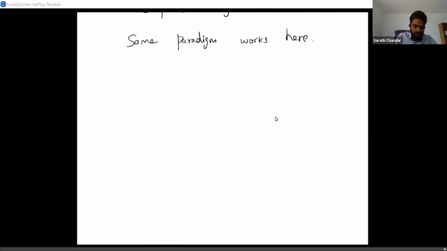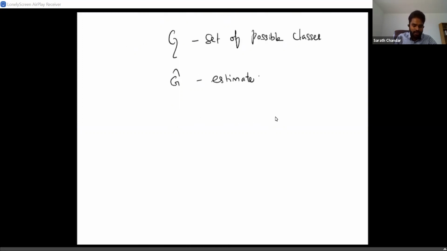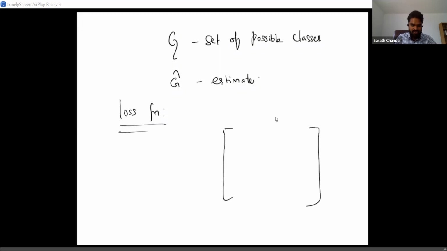Okay, so now let the script G be the set of possible classes. If you have a 5-class problem, then you have 1, 2, 3, 4, 5, right? Now G hat is the model's estimate. Now we are going to define a new loss function specifically for classification. This loss function is going to be a K cross K matrix, with rows 1, 2, ..., K and columns 1, 2, ..., K.